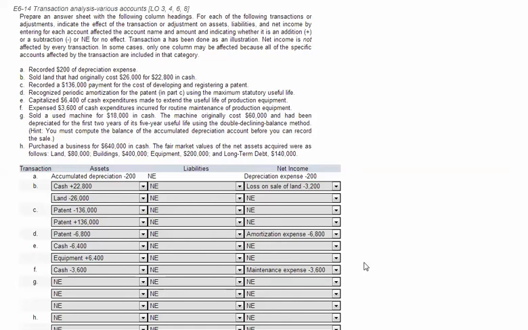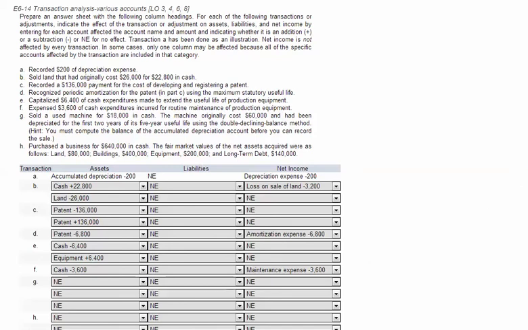Multiply that times the 1/5 or 20% times 2, which is 40%. Take that 36,000 times 40% and you get $14,400 worth of depreciation expense in year 2. So a total depreciation expense, or accumulated depreciation, over those 2 years of $38,400.